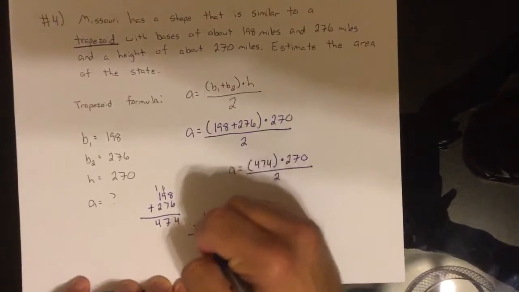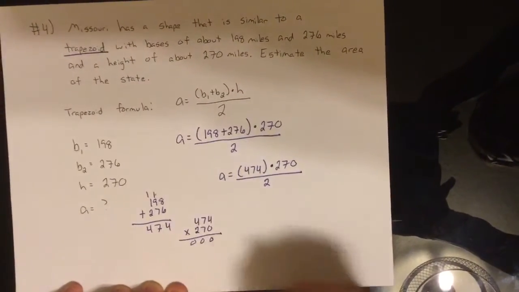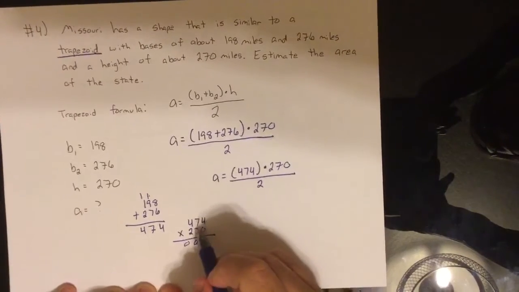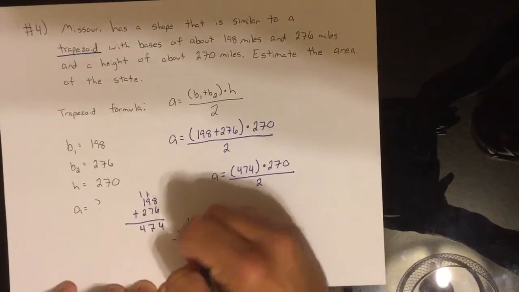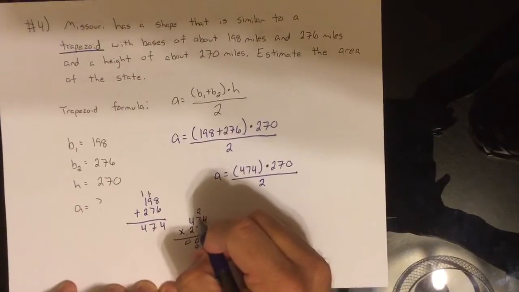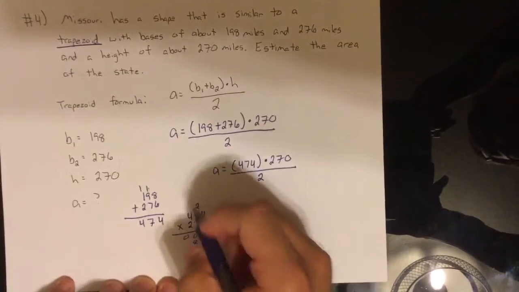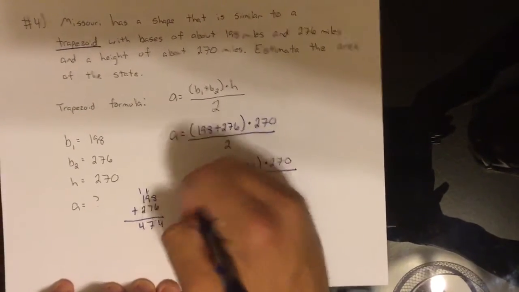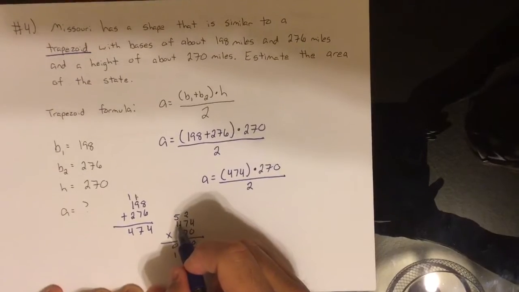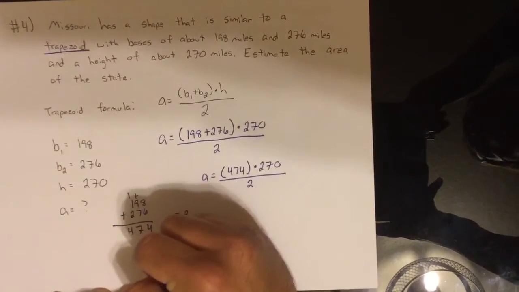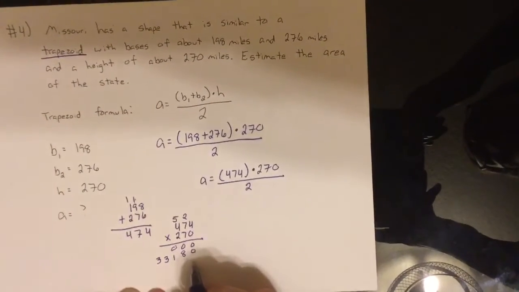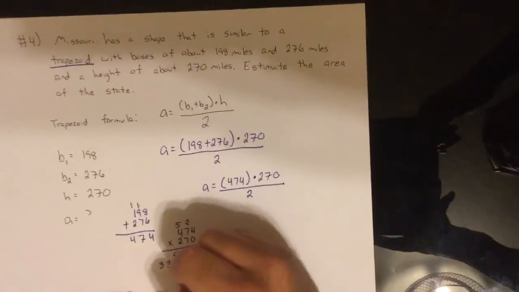Well, this is multiplying by 0. Second row, add a 0. 7 times 4 is 28. 7 times 7 is 49. Plus 2 is 51. 7 times 4 is 28. Plus 5 is 33. Now this third row, you have to add 2 zeros.